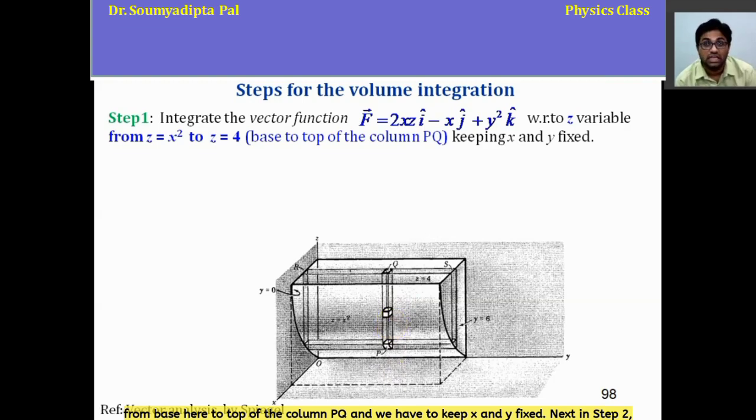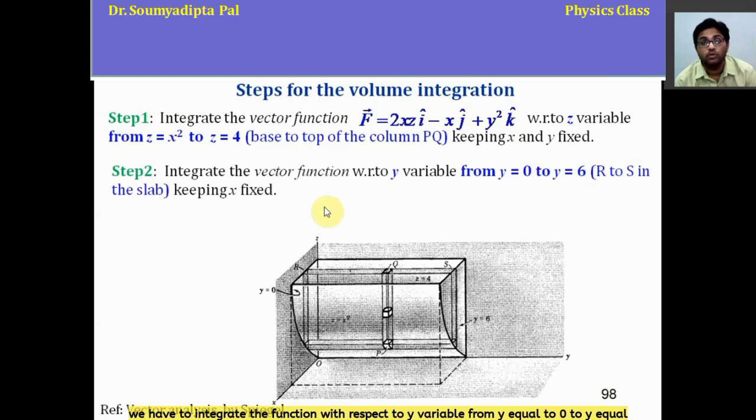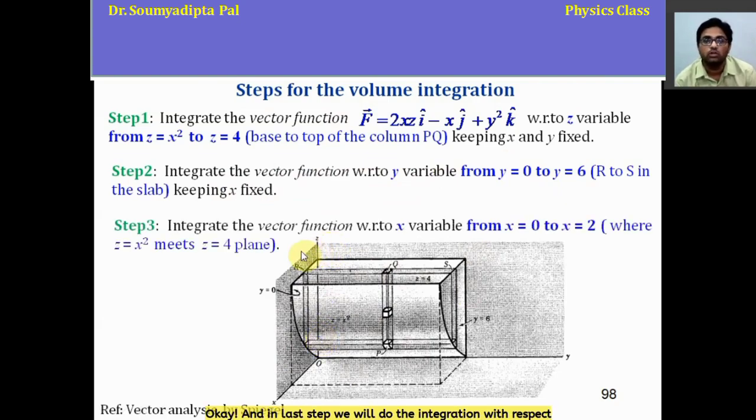Next, in step 2, we have to integrate the function with respect to the y variable from y equal to 0 to y equal to 6, from R here to S in this slab, keeping x fixed. Okay, and in the last step we will integrate with respect to the x variable from x equal to 0 to x equal to 2.